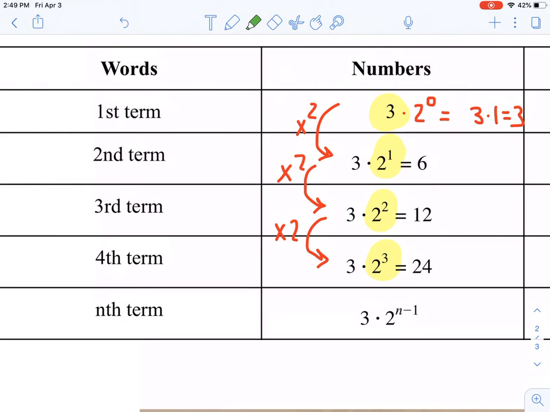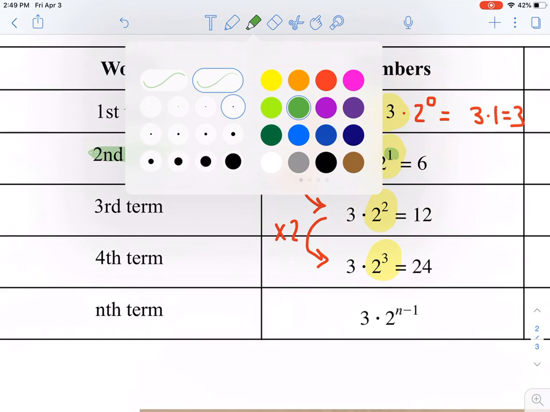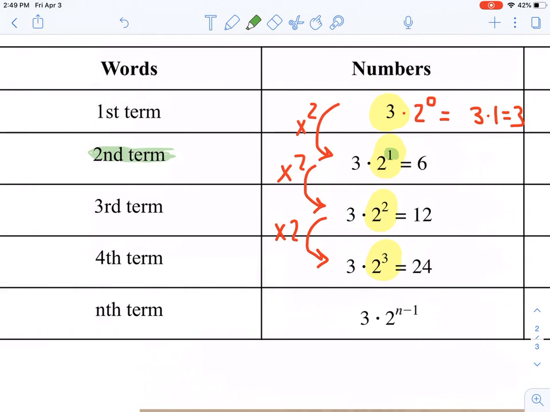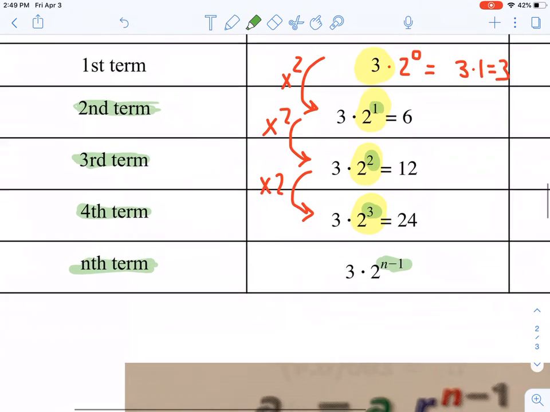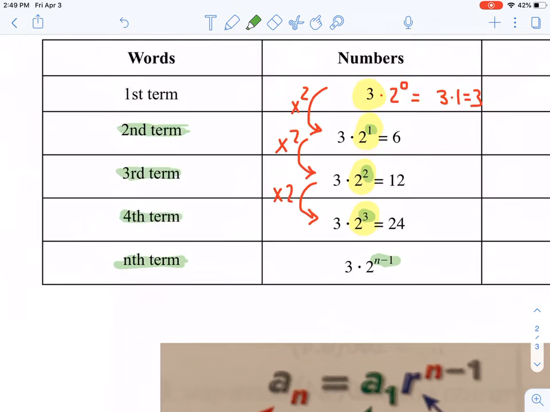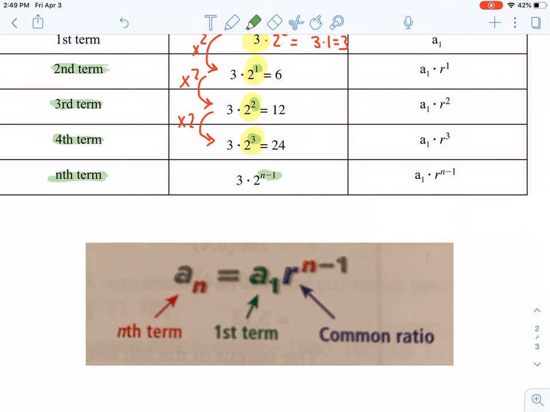And obviously you can see that if we look at the exponent, how does the exponent compare to the term? Well, the exponent is always going to be 1 less than the term I'm looking for. So in the third term, the exponent is going to be the second. The fourth term, the exponent is going to be the third. And the nth term, and this is important, it's going to be to the n minus 1. So that leads us to this formula here.